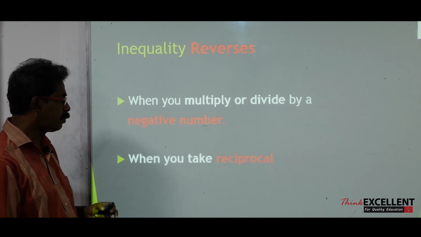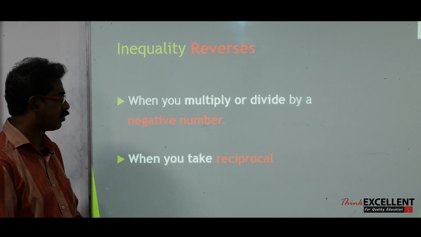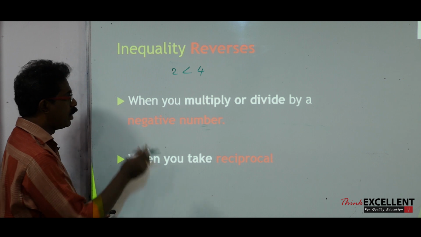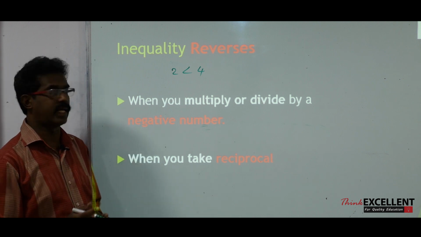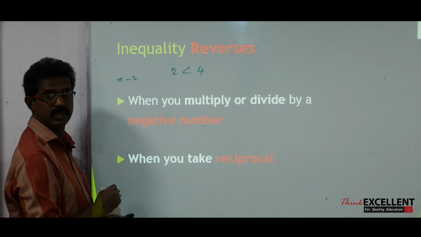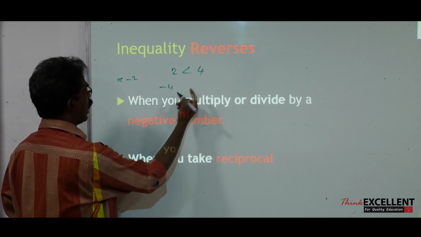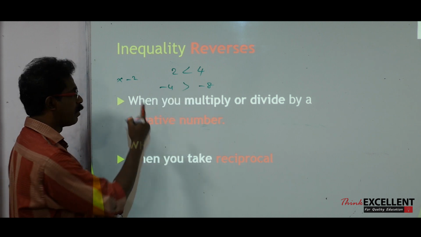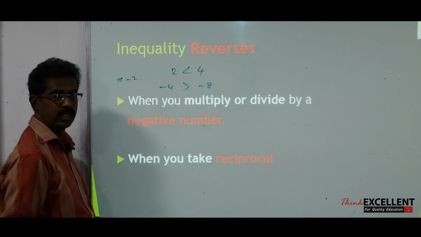And when you take reciprocal, in this case also inequality reverses. For example, you know 2 is less than 4. When you multiply both sides by, say, minus 2, you will get minus 4 and minus 8. You know minus 4 is greater than minus 8. So when you multiply by a negative number, the inequality reverses.